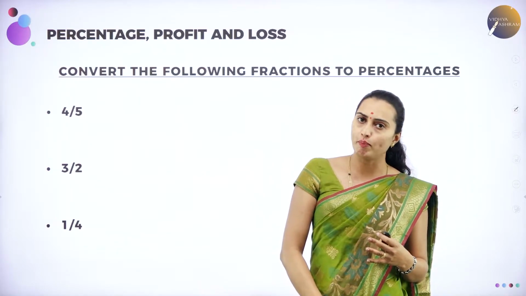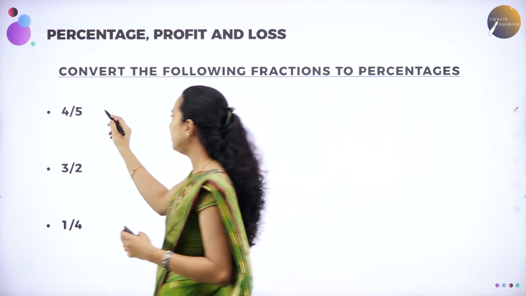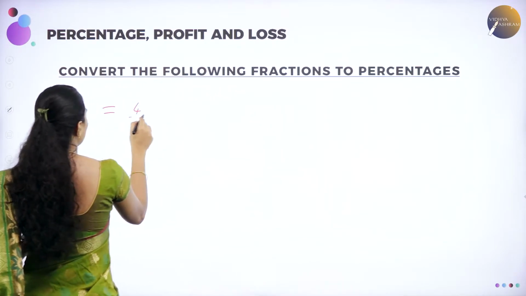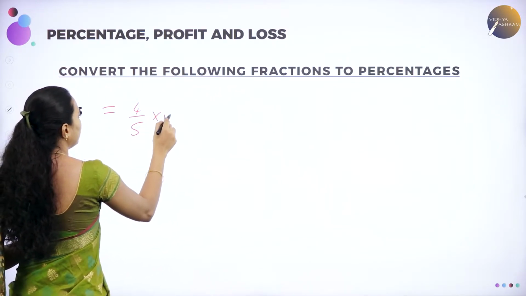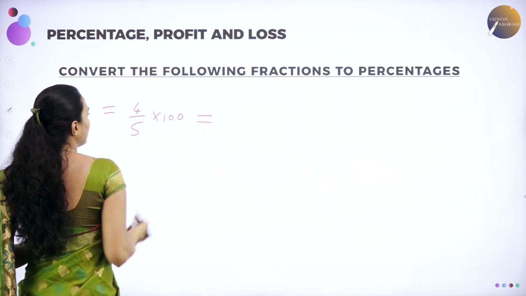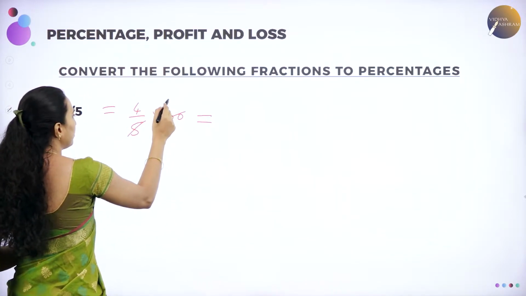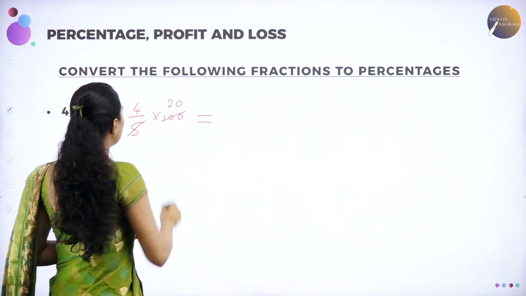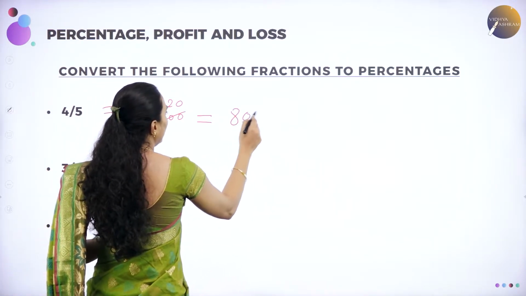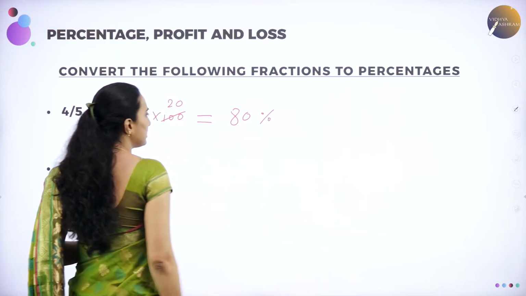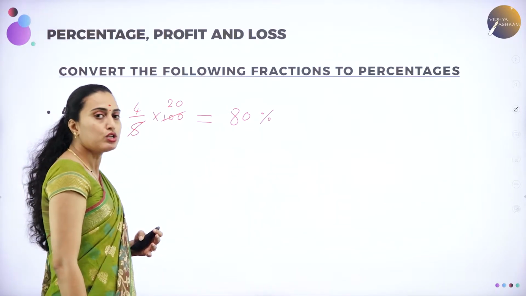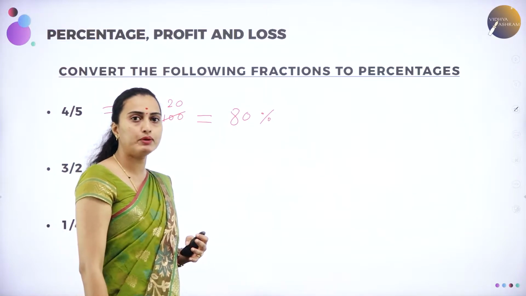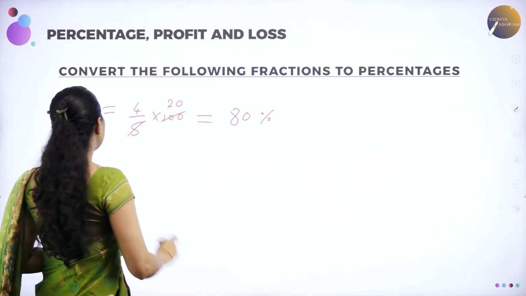Now you have 4 by 5. Now 4 by 5 can be written as how? It will be equal to 4 by 5 into 100. Now 5 ones are 5, 20s are, it will go. Now you can multiply 20 into 4, which is nothing but 80. So 80, you just put the percentage symbol, 80%. So 4 by 5 gives you 80%. Okay. So next, 3 by 2.